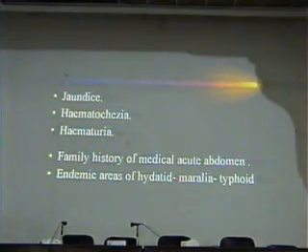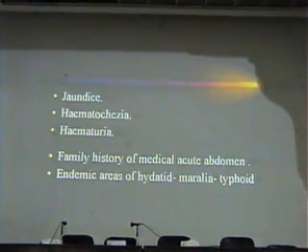Hematochezia is the passage of blood with the stool. Hematuria occurs in cases of ureteric stones and kidney stones; the patient has severe pain, and this pain is associated with hematuria. And if the patient has a family history of a medical acute condition like Mediterranean fever, we can take this from the history. Also consider endemic areas of hydatid, malaria and typhoid. The most common cause of pain associated with hydatid is infection of the hydatid cyst itself, and the pain occurs in the upper right abdomen, and it is fixed all through the examination.